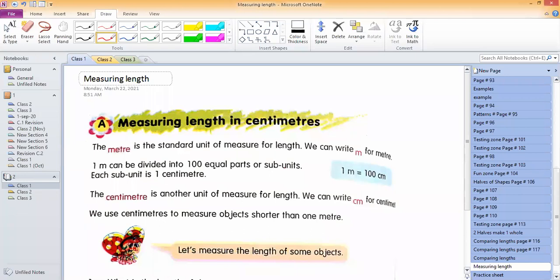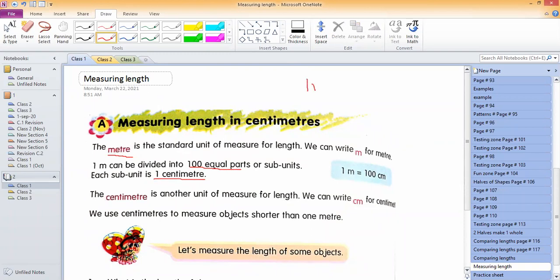But guys, when we talk about the standard unit of measurement of length, we use either meter or centimeter. We normally use meter to measure. Meter is the standard unit for measurement of length. Meter is divided into 100 equal parts, and each part is 1 centimeter.